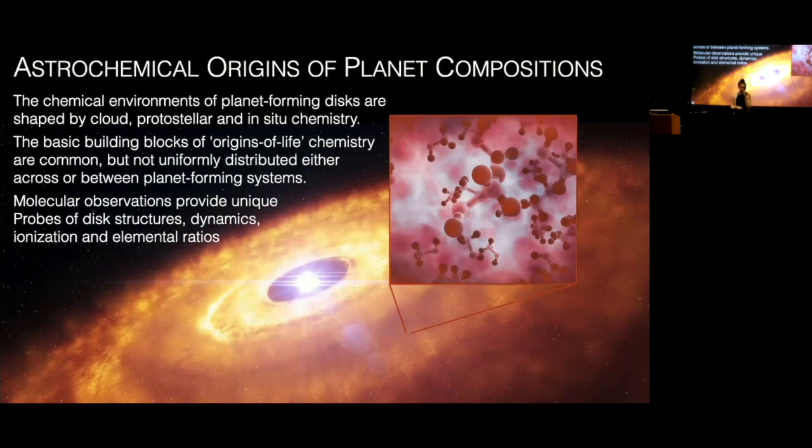But also, there's been suspicions that some of these gaps might be caused by chemical substructures, the most obvious one being snow lines. So if we see signs of snow lines that coincide with gaps or rings, then maybe it goes the other way around, that we actually see the dust rings and gaps because we have this chemical substructure first.